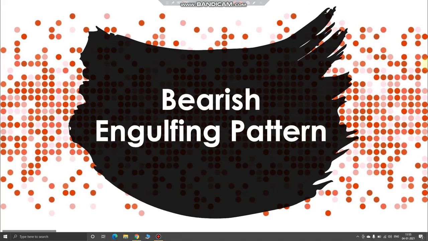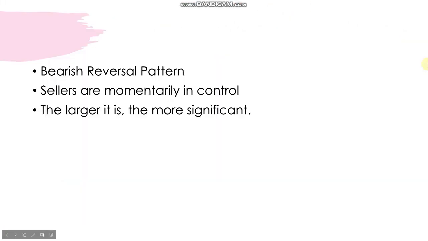Bearish engulfing pattern. So what is a bearish engulfing pattern? It's a bearish reversal pattern where sellers are momentarily in control. You just need to keep in mind sellers are not permanently in control. They are momentarily in control. The larger it is, the more significant. Let me show you in chart what is a bearish reversal pattern.